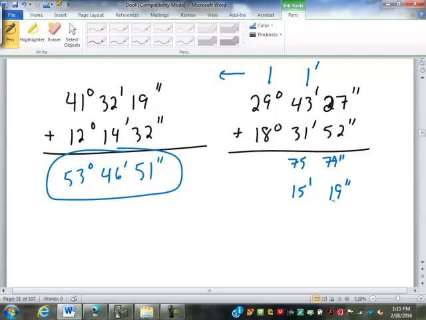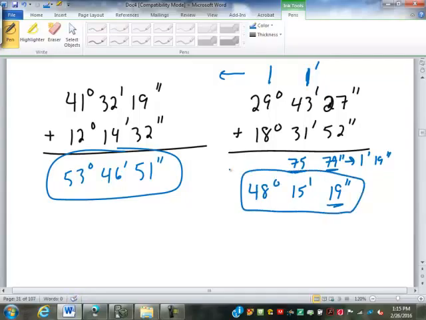Does everybody see where we're getting the 15 and the 19? We're subtracting 60 from what we got for our total. Because that's 1 degree. We take 60 of those, that gives us 1 degree. This one here? We took 60 out of the 79 to get 1 minute. Yeah, we split the 79 into 1 minute and 19 seconds. We kept the 19 seconds, carried the 1 minute. So this is now 29 and 1 is 30, plus 18 is 48 degrees. 48 degrees, 15 minutes, 19 seconds.